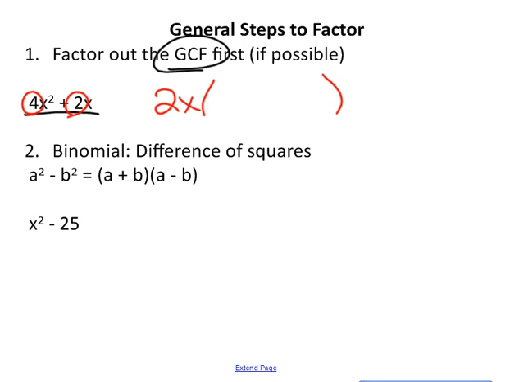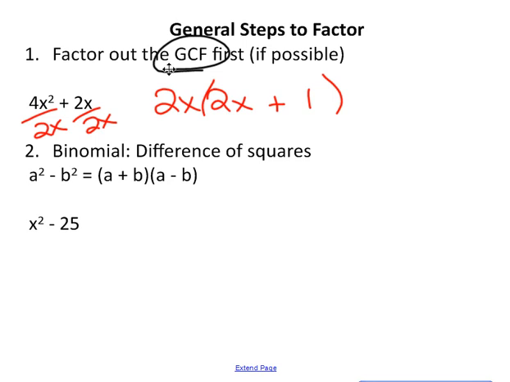If you look at the first term, you have 4x squared, and if you're dividing out a 2x, that leaves you with 2x. And the second term, if you have 2x and you're dividing out a 2x, you're left with a positive 1.